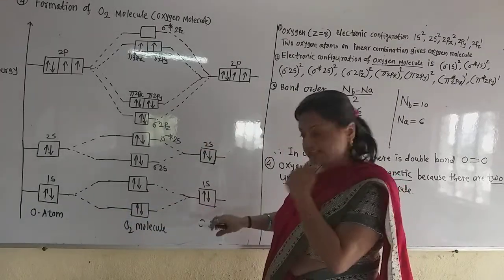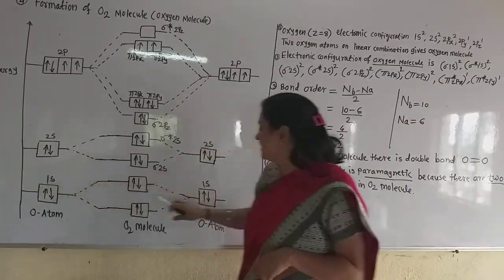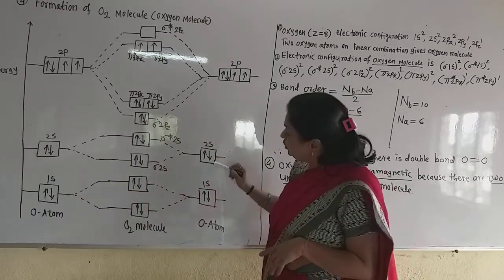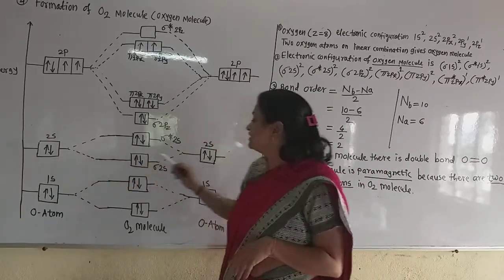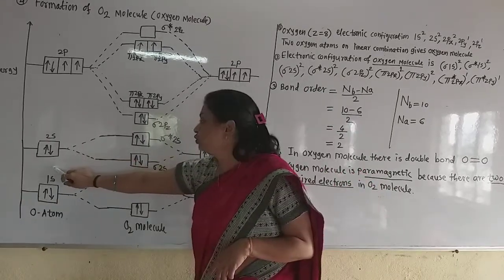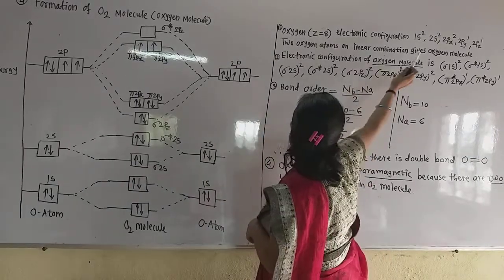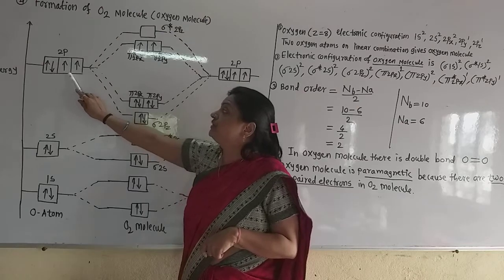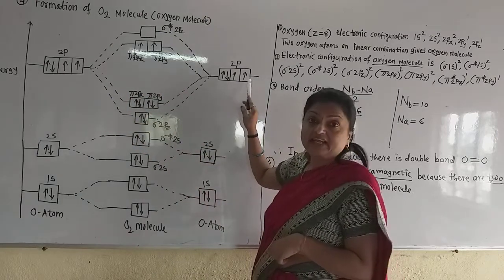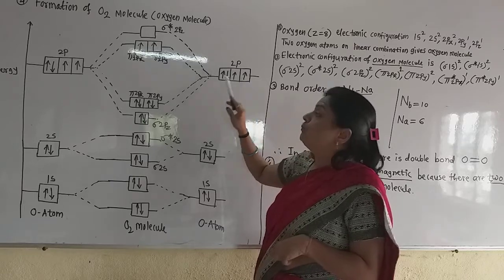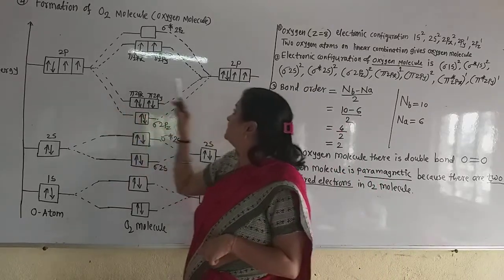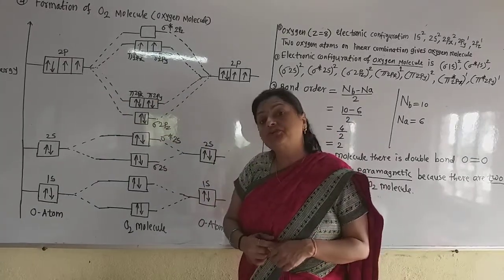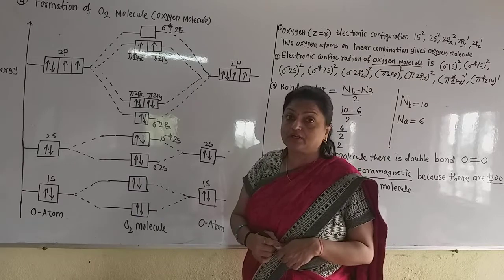Now the 1s orbital of both the oxygen atoms contains 2 electrons. The 2s orbital of both oxygen atoms again contains 2 electrons. See here. Now the 2p orbital is divided as 2px, 2py, 2pz, 2px, 2py, 2pz. Now the 2px orbital contains 2 electrons and the 2py and 2pz orbitals contain only one electron, that is the half-filled orbital.